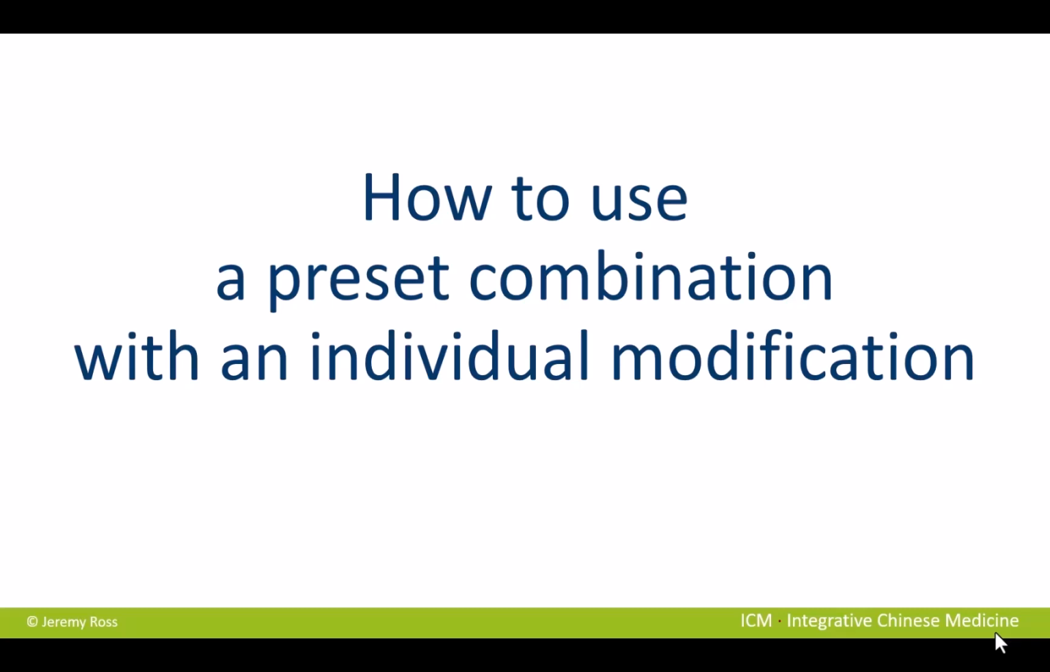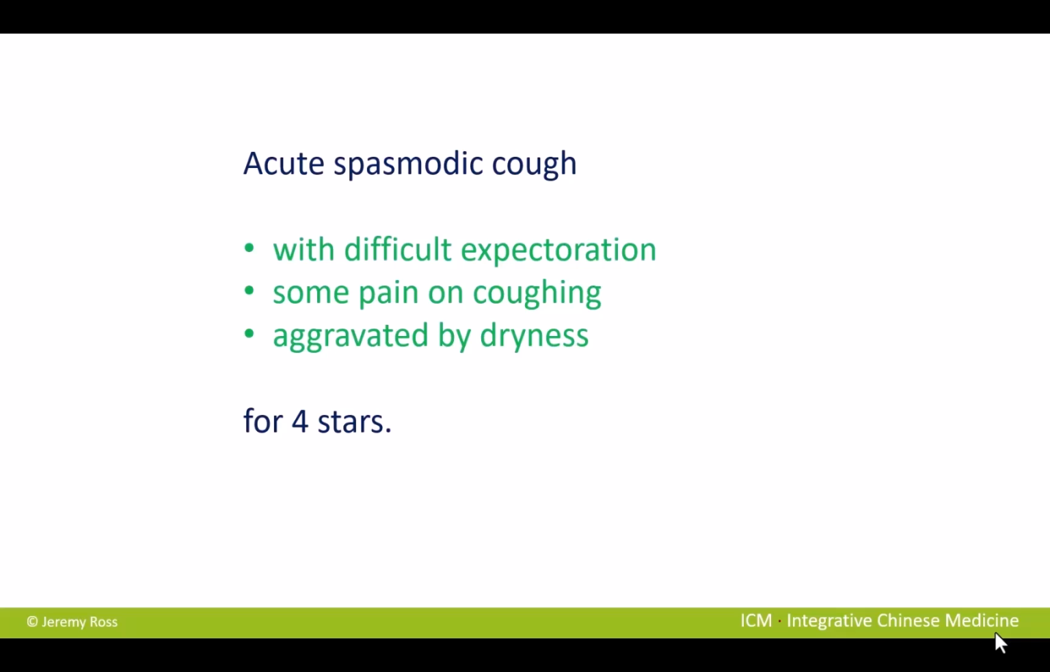In this video, I show you how to use a preset combination with your own individual modification. So in this example, we treat a patient who has the following symptoms: acute spasmodic cough with difficult expectoration, some pain on coughing, and aggravated by dryness, for a 4-star rating.